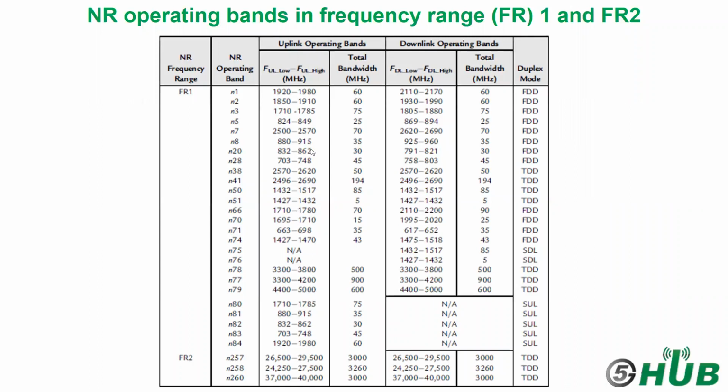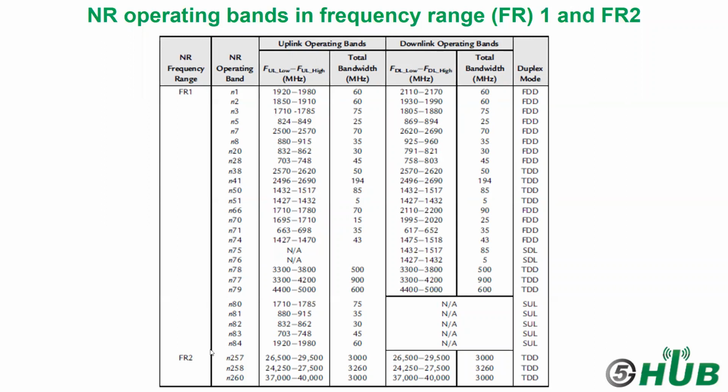5G new radio operating bandwidths will have two different frequency ranges, frequency range 1 and frequency range 2. The 5G new radio has been developed to operate in these two different frequency regions. Sub-6 GHz is referred to as frequency range 1 and sub-mmWave is referred to as frequency range 2 in the 3GPP radio specs.